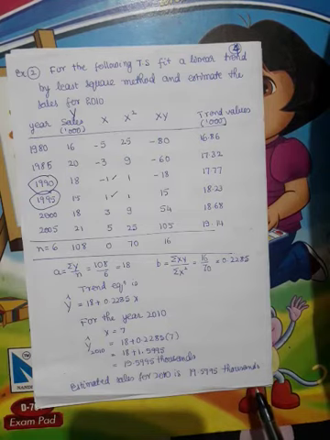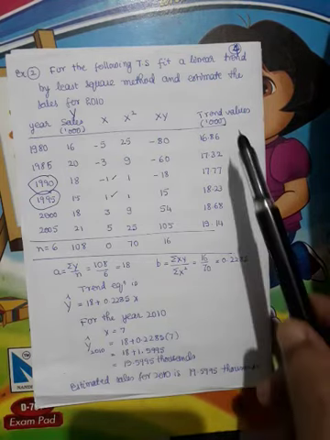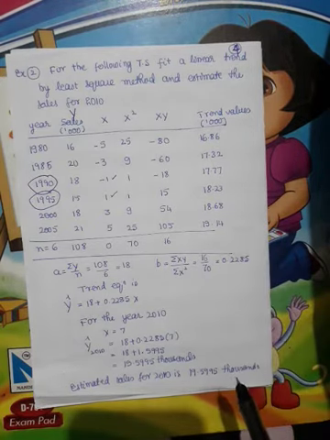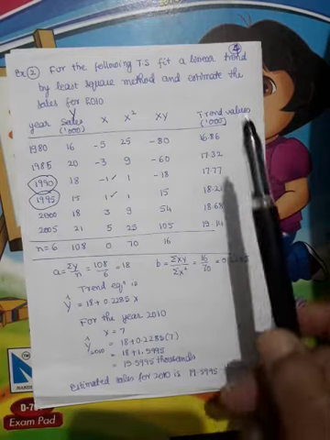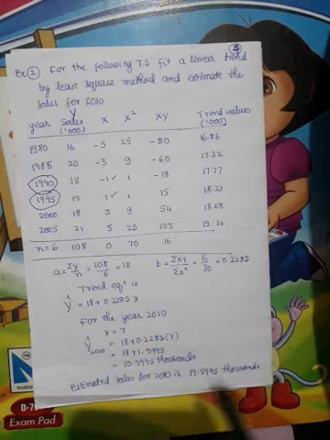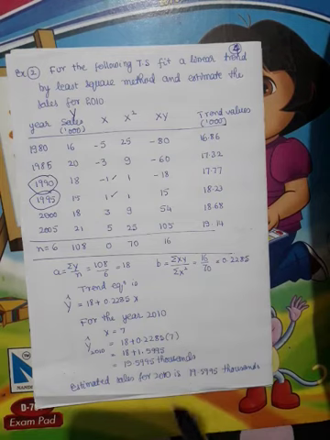Therefore, estimated sales for 2010 is 19.5995 thousands. So, if you take these trend values on a graph sheet, you will get a straight line on the graph sheet. That's why this is called fitting of a straight line. Thank you.